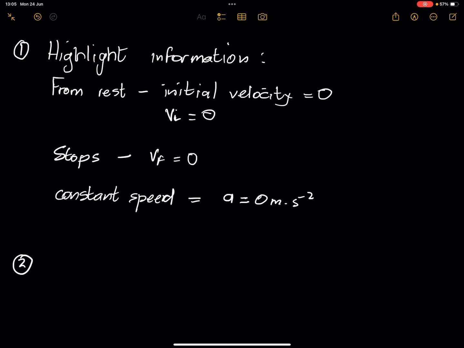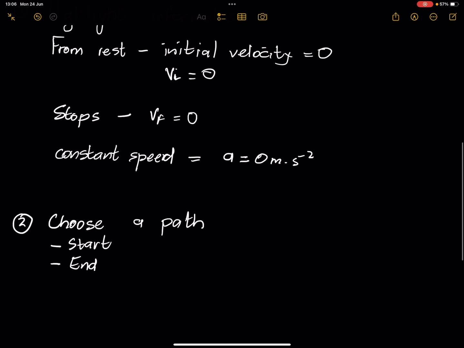Right, number 2, what are you going to do? Write down all the information that you have. Now, you're going to choose a path, right? So choose a path. Now, what do I mean a path? So you're going to choose where you are going to start from and where you are going to end. Now, the picture that you are given may tell you something that is completely different, right?